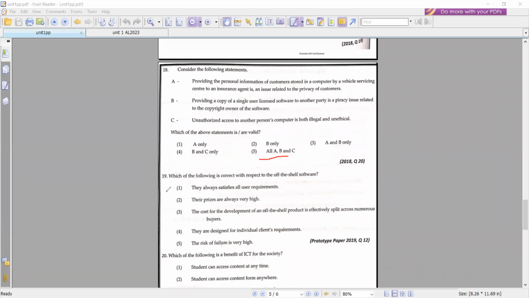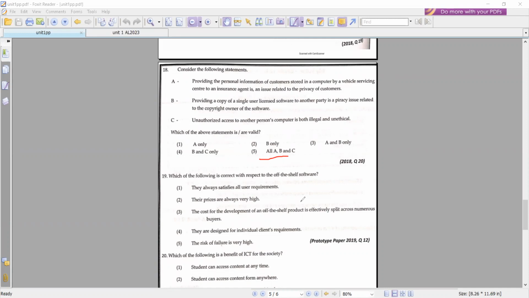Okay, 19. Which of the following is correct with respect to off-the-shelf? Off-the-shelf means you can go and buy software. There are two types of software, off-the-shelf and tailor-made. Off-the-shelf means you can go and buy. Tailor-made means you can ask a software company to make a computer software especially for you. That is called tailor-made, right?